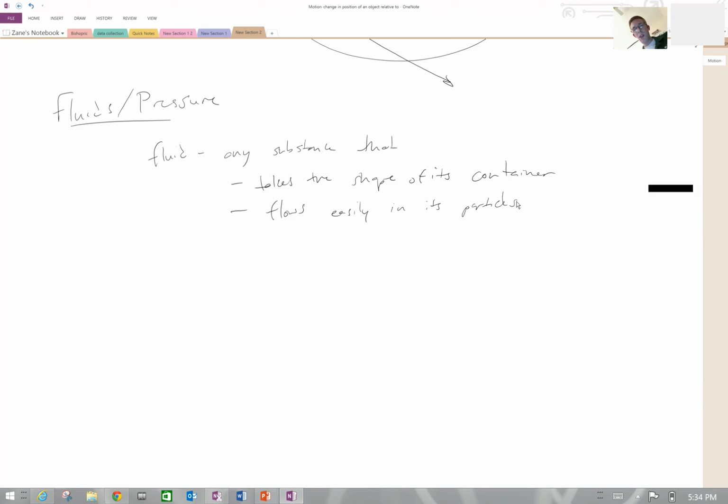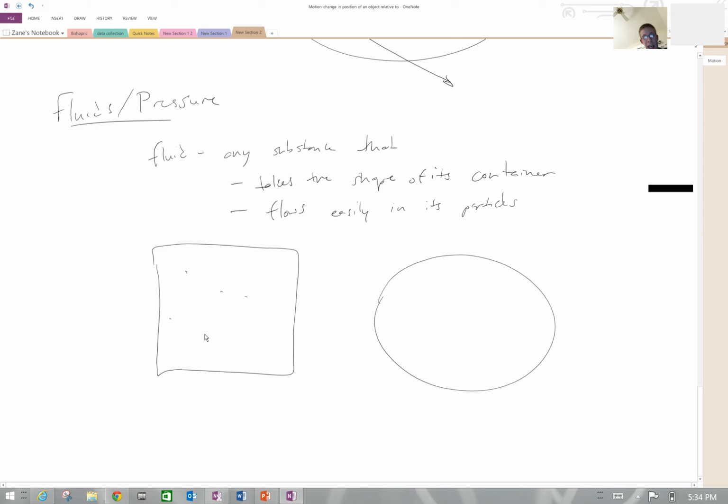Okay, so the reason we talk about this, whenever we have any container, or the Earth, for example. So here's a container, here's the Earth. Let's say I have a fluid in here with all these particles that take the shape of the container. As these particles take the shape of the container, they're pressing on the container. Okay, remember that any push or pull is a force. So particles in a fluid have a force that is being exerted on the container. Now, we call that force pressure. Pressure is basically the force of an object over a given area.